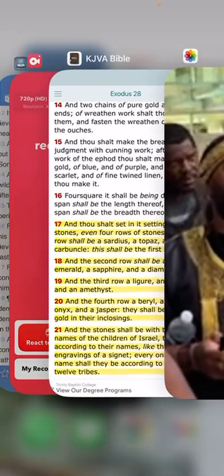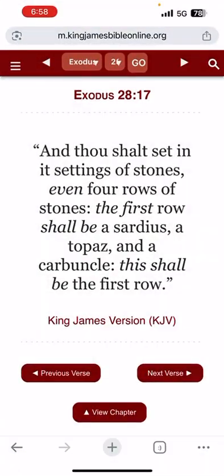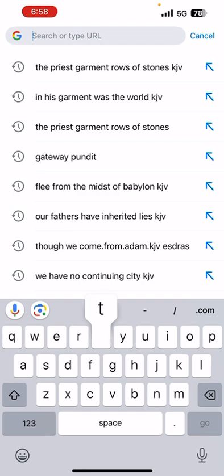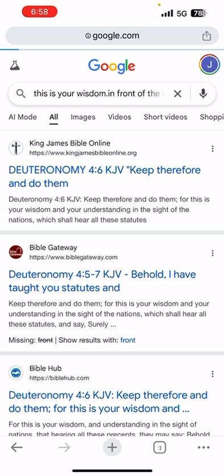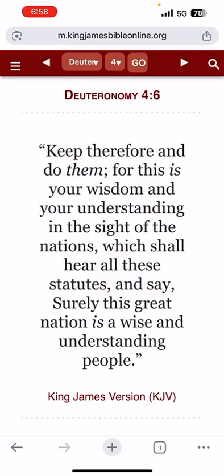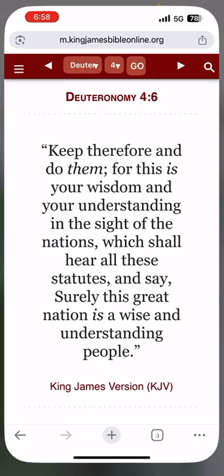Matter of fact, let me get a quick precept real quick. This is your wisdom in front of the nations. Exodus 4:6, it says, keep therefore and do them, for this is your wisdom and your understanding in the sight of the nations, which shall hear all these statutes and say, surely this great nation is a wise and understanding people. This was what we were known for, man. Our customs, and that's why it's very important to keep these dietary laws. But let's get back to the point here.